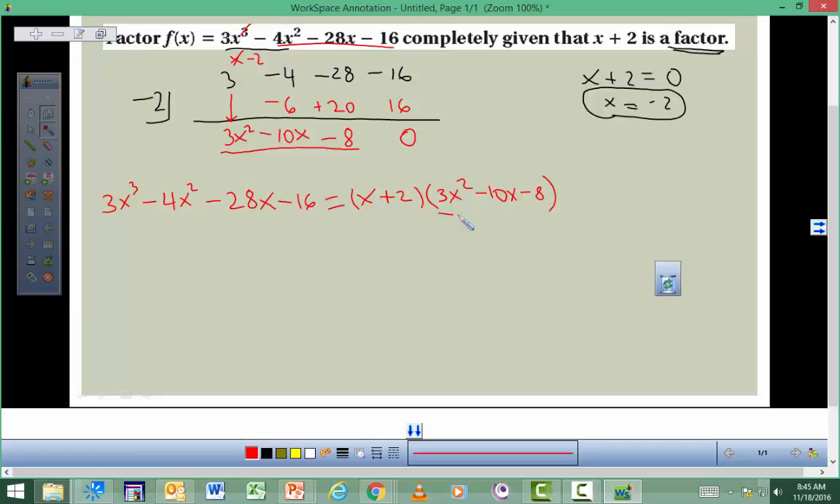Well, you guys know how to factor this, right? We could either factor this by the guess and check method, or we could factor it by the AC method. Now, I kind of like the guess and check method. I think it's faster.